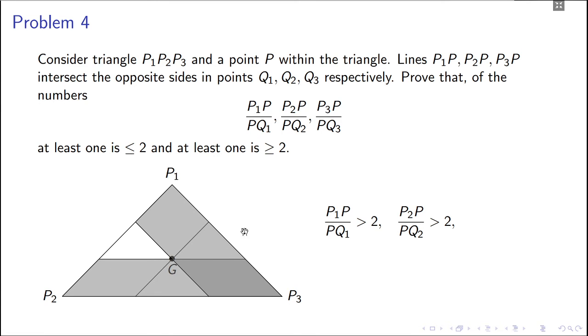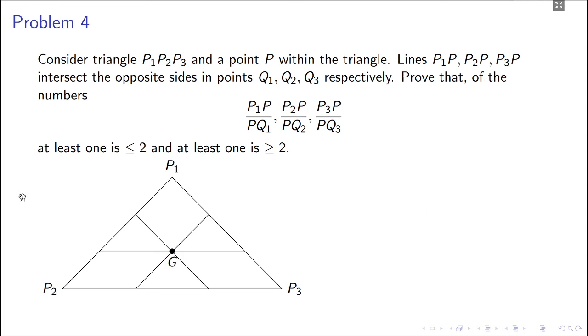So from this condition and this condition, P has to lie on this darker area here. But of course, P3P by PQ3 is also greater than 2, so if you draw it, P has to lie on this side of this segment, so it has to lie here. But you cannot have any intersection between this region and this region, so that means there is no possibility for any P. So the case where all three are greater than 2 is not possible. So the sum of the ratios has to be less than or equal to 2.